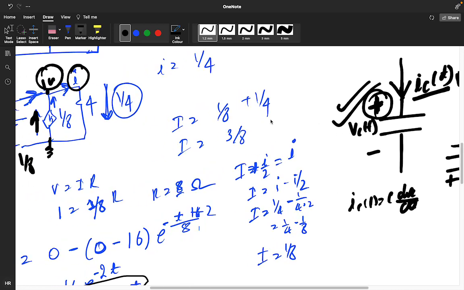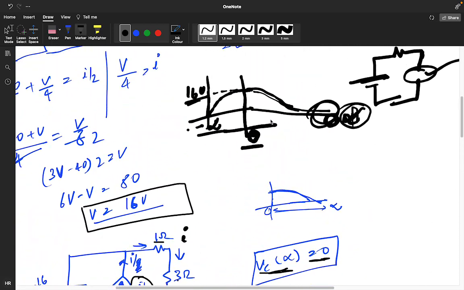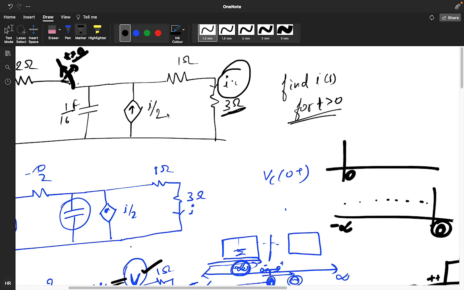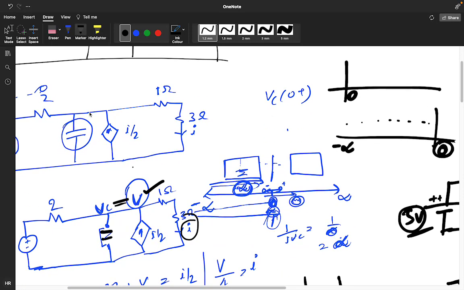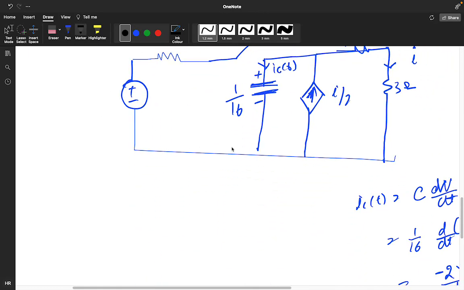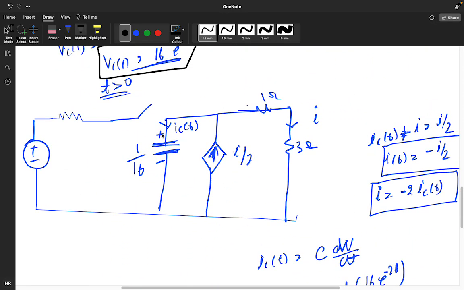Okay, and in this question what they had asked is not the capacitor current, they had asked the current across the resistor. So I need to find the relation between this current and the capacitor current after t greater than 0. So after t greater than 0, what circuit am I getting? This particular circuit I am getting. Okay, this is my positive, this is my negative, this is my IC of t. 1 by 16.